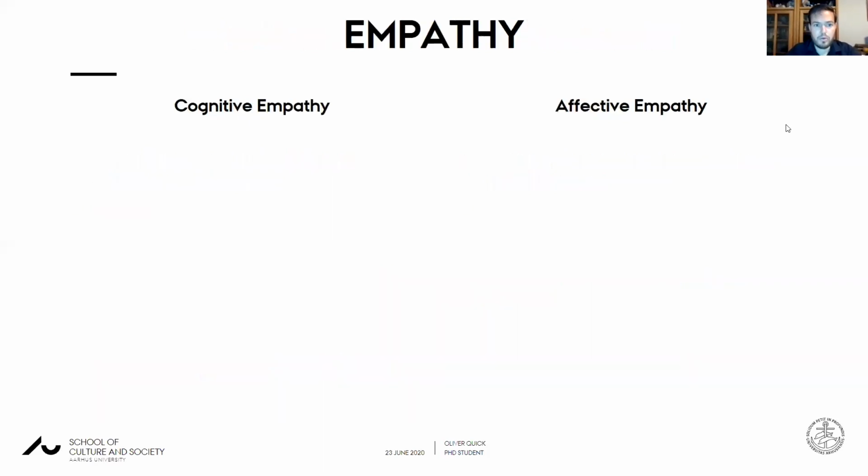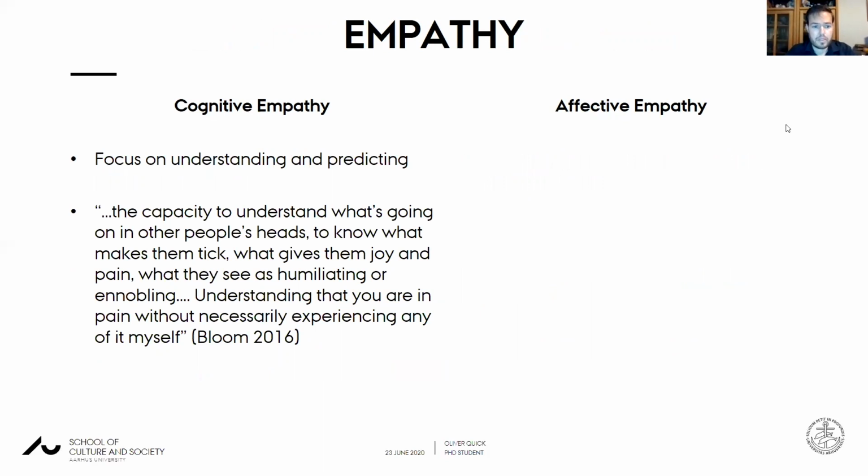And that brings us to the distinction between two types of empathy, cognitive and affective. Cognitive empathy really focuses on understanding what someone is experiencing or feeling and making predictions about their future beliefs. It also goes by other names such as mind reading, mentalizing, perspective taking. I will not be really going into that, but as Bloom suggests, it's really about understanding that someone's in pain without necessarily experiencing any of that myself. So it's really about knowledge, knowing what somebody's experiencing.